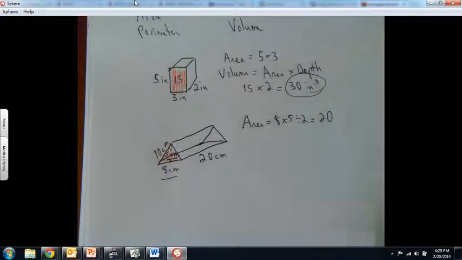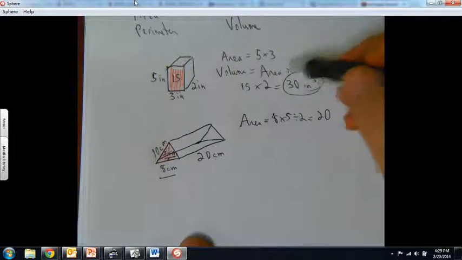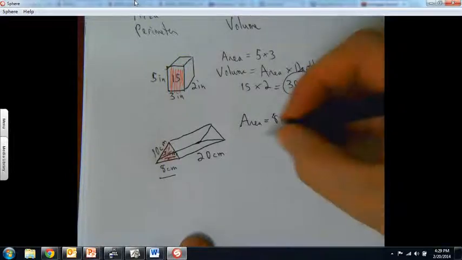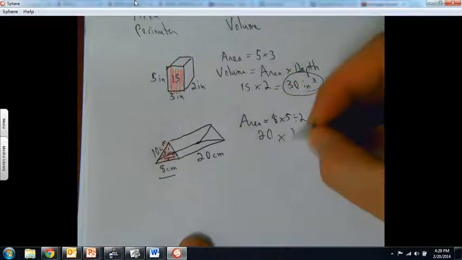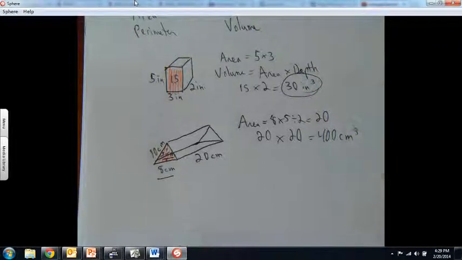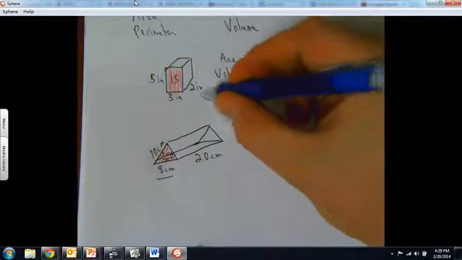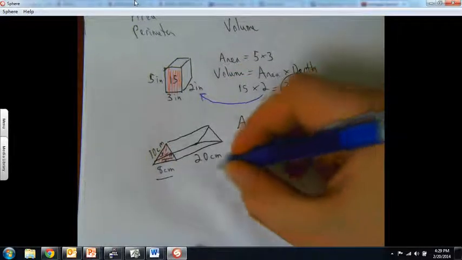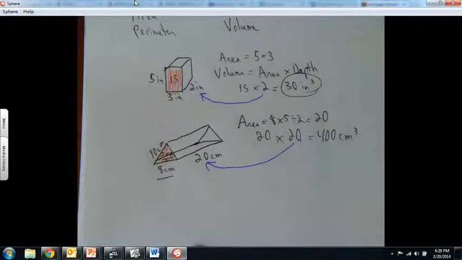Now, same thing up here, volume, area times depth. So this 20 times that 20. So 400 centimeters cubed. I'm going to make a note here where these final numbers are coming from. Okay? Always times the depth in the end.